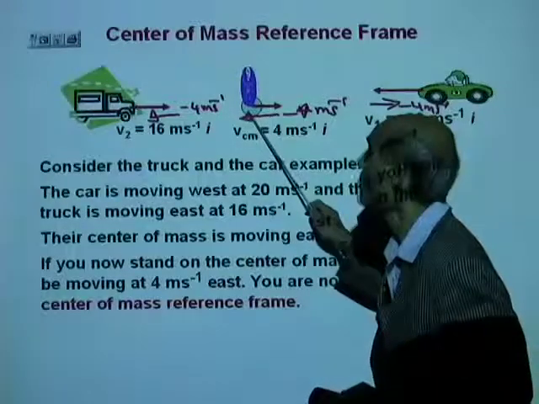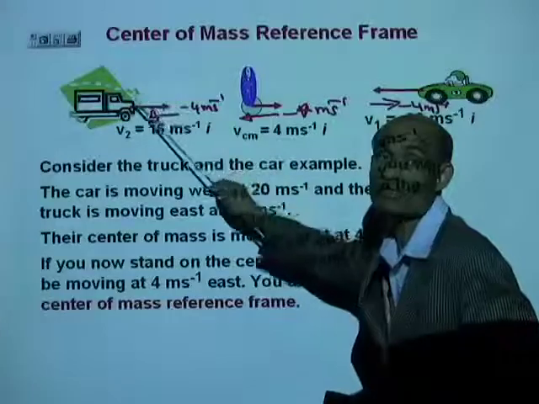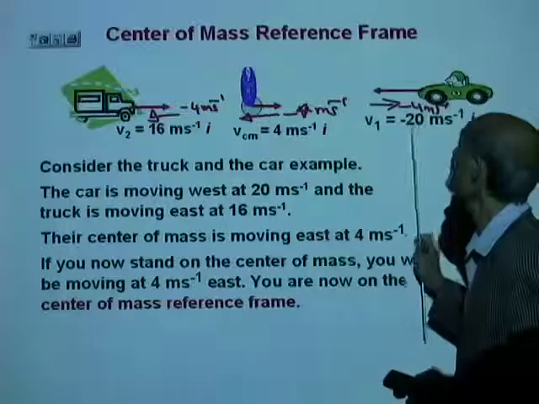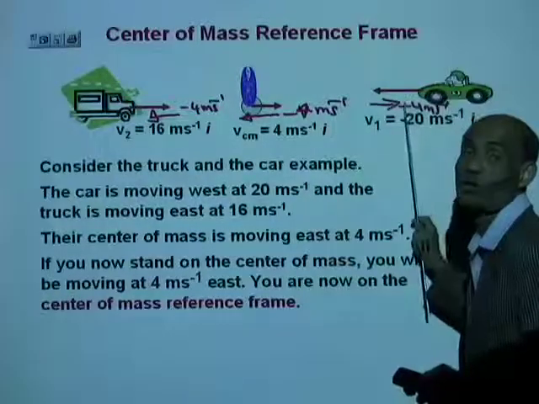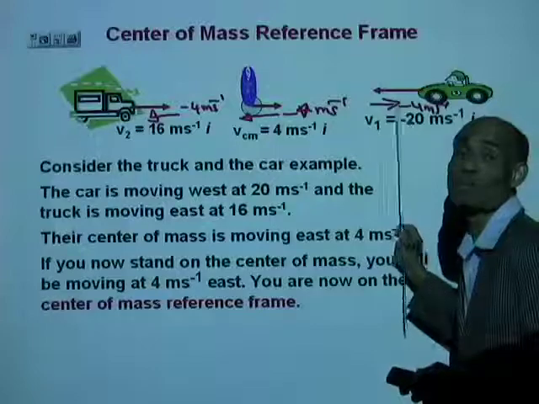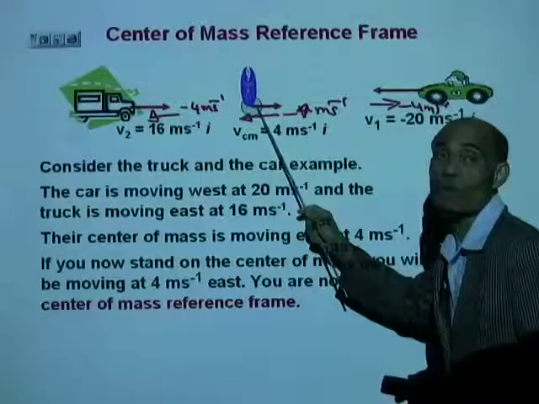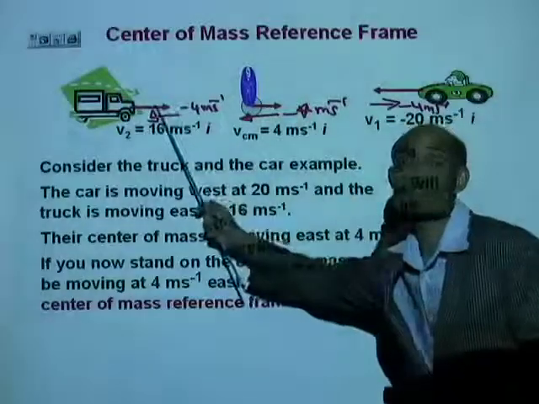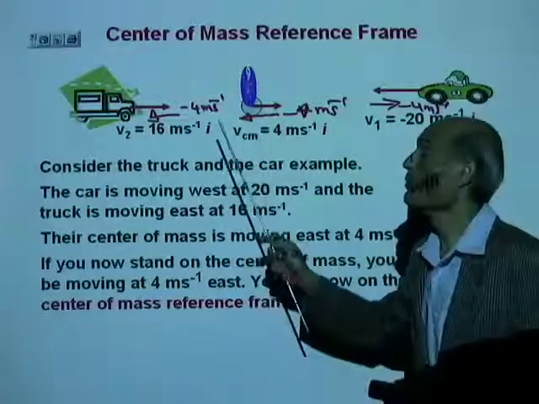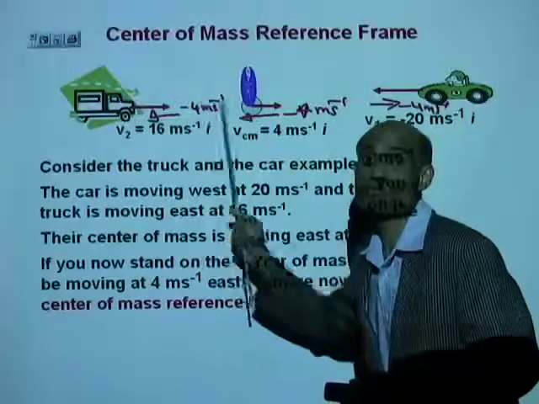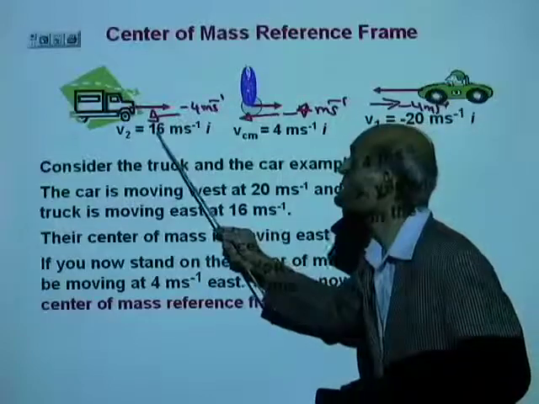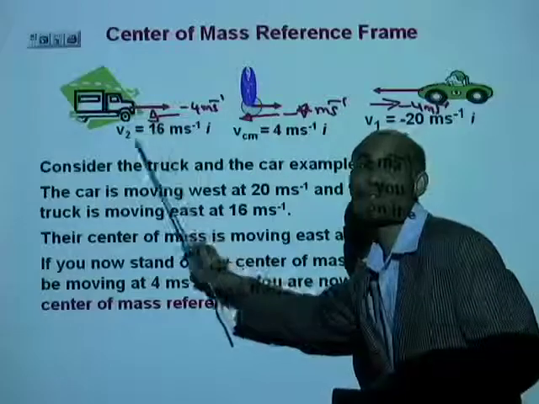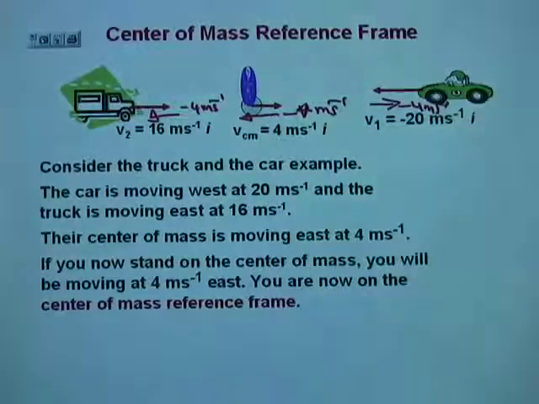And now, when the center of mass is at rest, what is the velocity of the car? It is now negative 20 minus 4, which is negative 24 meters per second. When you observe from the center of mass, the car will appear to be going west at 24 meters per second. What is the velocity of the truck relative to the center of mass? It will be 16 minus 4, that will be 12 meters per second east. Okay, let's write that down.